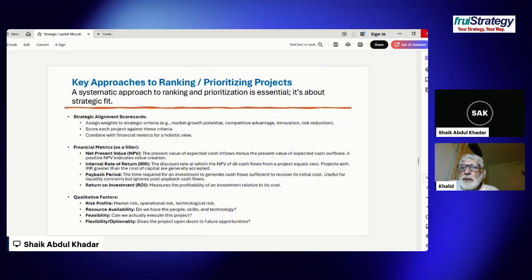So there are various methods of ranking and prioritizing projects. So we've seen some examples, the strategic alignment scorecards, the financial metrics will be, as you would know, net present value, internal rate of return, payback period, return on investment. These are various KPIs. And then the qualitative factors like risk profile, resource availability, feasibility, and flexibility, optionability. So these are various factors which you can put in your weighting. You can select them if they are relevant, and then the example that you saw.